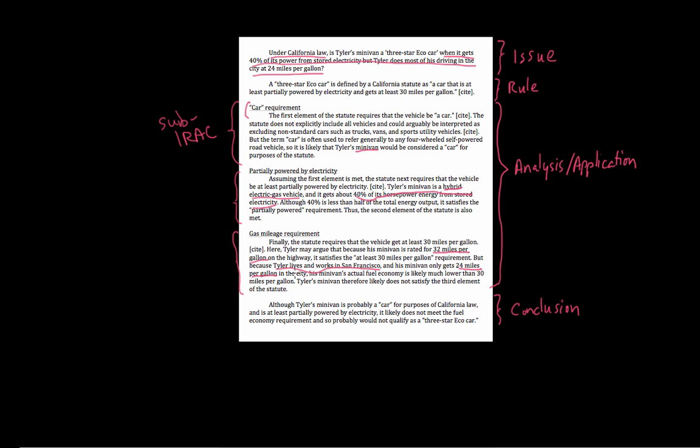These transitions really make the reader's job a lot easier in understanding how our analysis, our sub-analysis, fits into the overall IRAC of our sample memo.